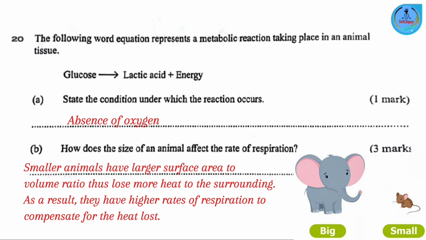Now, when it comes to animals that are large, it's the opposite case. So they are going to have a lower surface area to volume ratio. So what will happen is that, yes, they are going to lose heat to the environment, but not as much, okay? So that means they don't need to produce as much heat as the smaller animals, because they don't need to compensate for much.